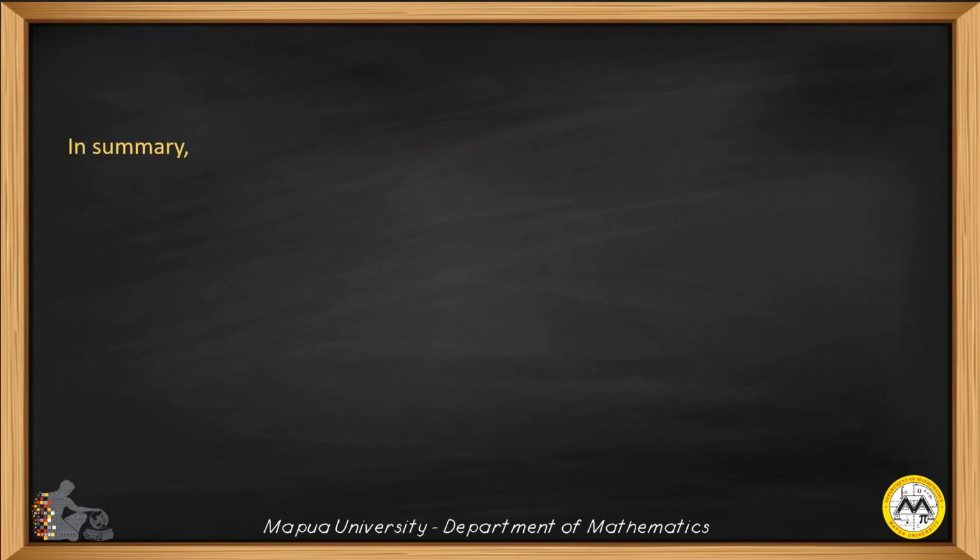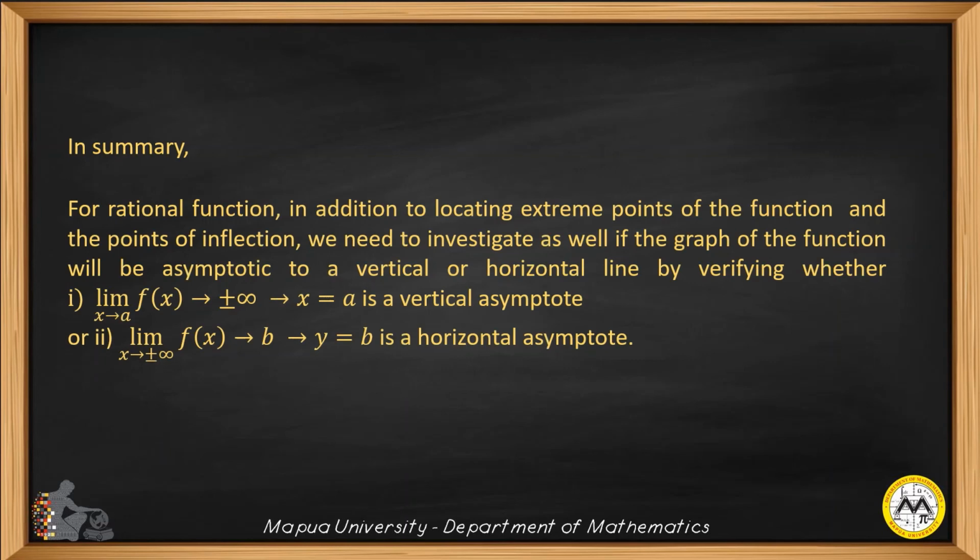Okay, a recap of what we did. For rational functions, we must determine or locate the maximum, the minimum points, as well as the points of inflection. In addition to this, we have to investigate whether the graph of the function will have horizontal or vertical asymptotes by evaluating the limits as indicated.